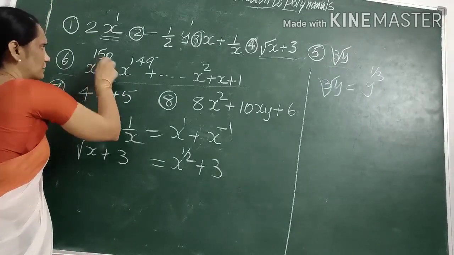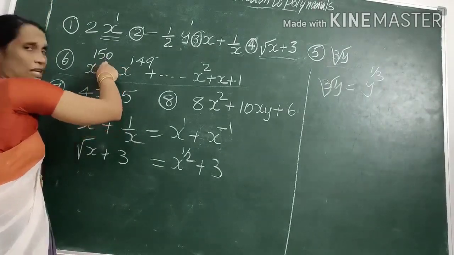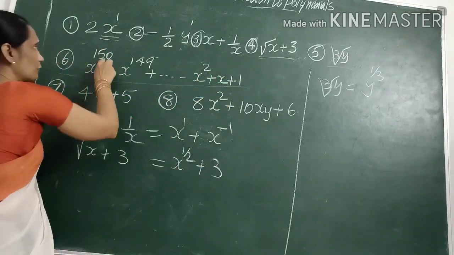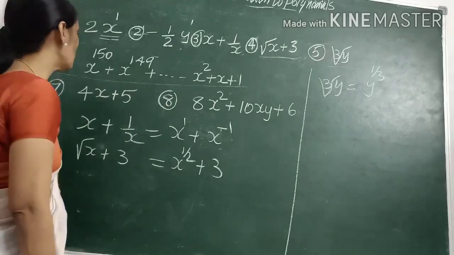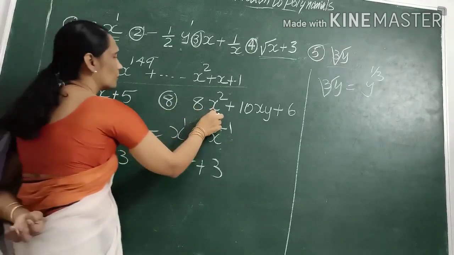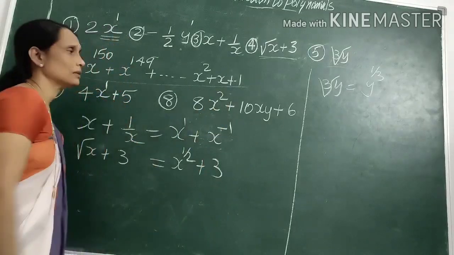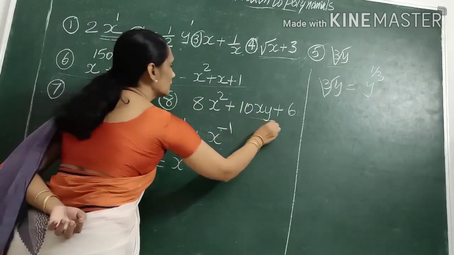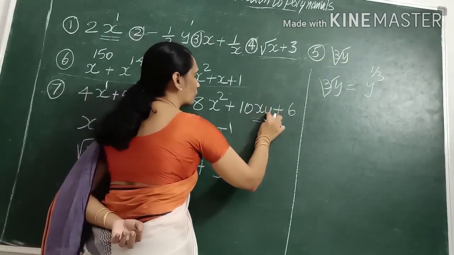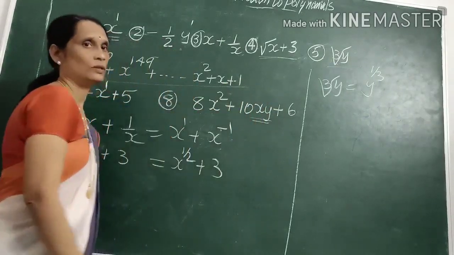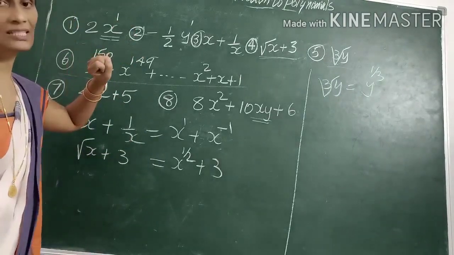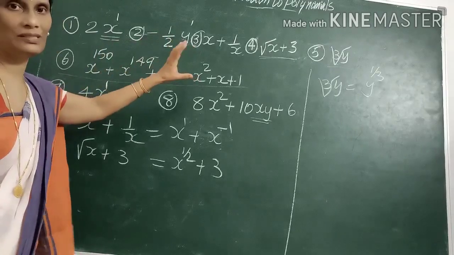Here, all terms' exponents are natural numbers, right? 150, 149, 148 and so on. And here x power is 1. So, here x power is 2. And here 10xy. The power of x is 1 and the power of y is 1. Okay. Now, what do you observe here? In some expressions, the powers are whole numbers.